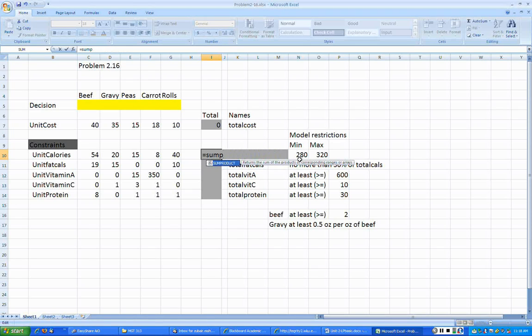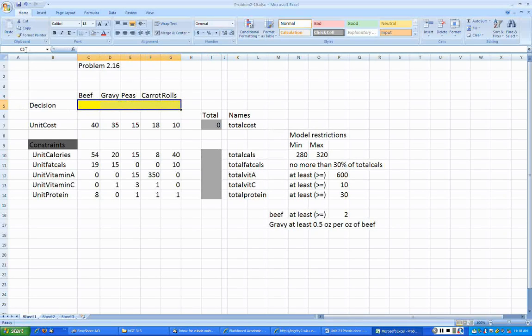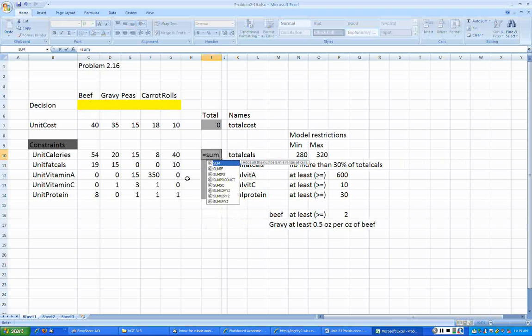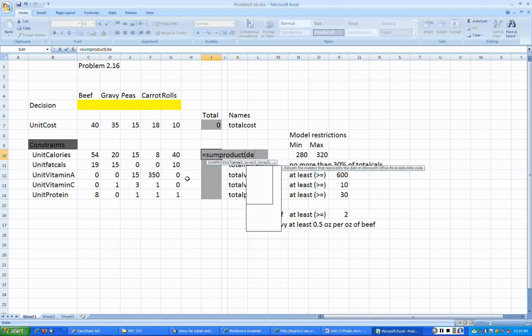And before that, I need to define this range. Let me go and define that range and just see where my cursor is and call that decision. And now over here, this range is now given a name, decision. I can highlight that, or I can just go and do the SUMPRODUCT. Now I can just type decision.